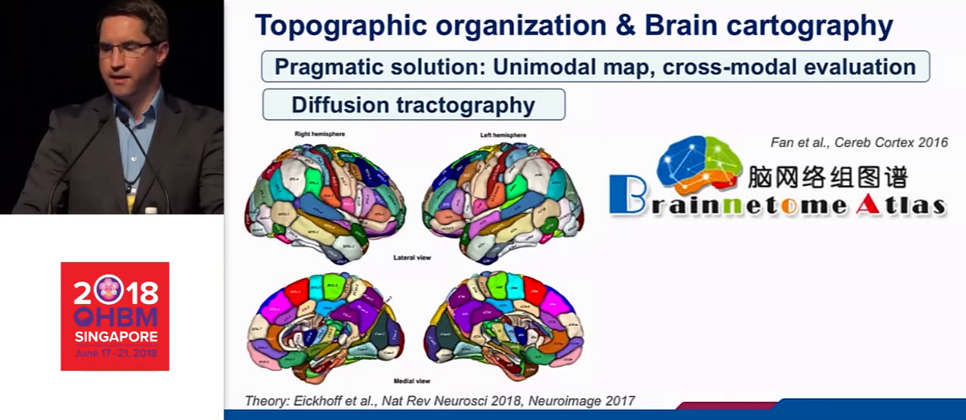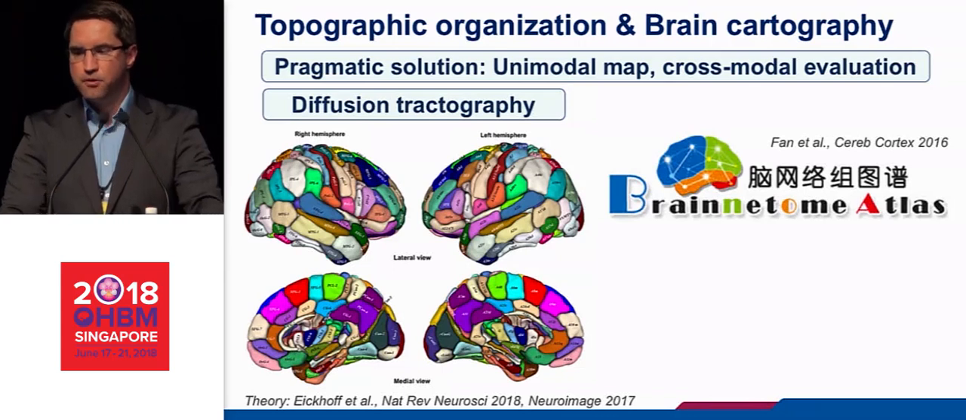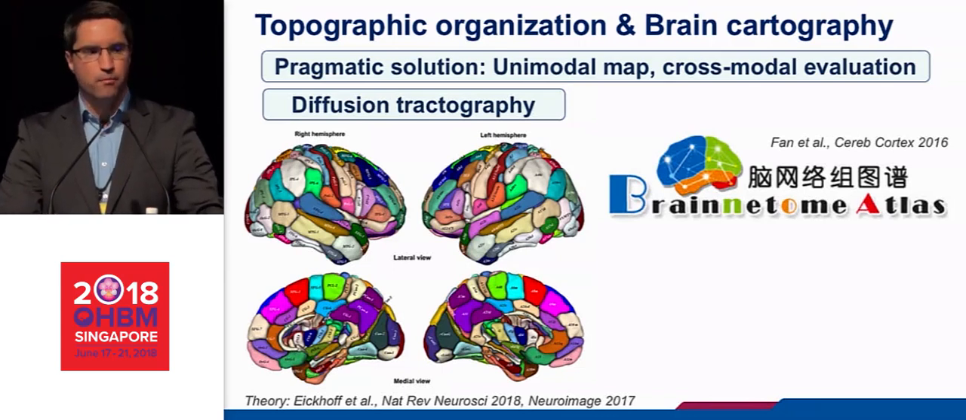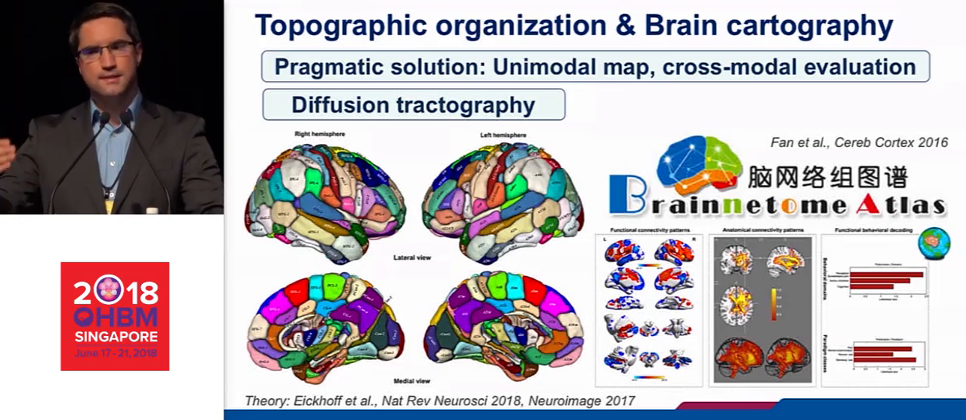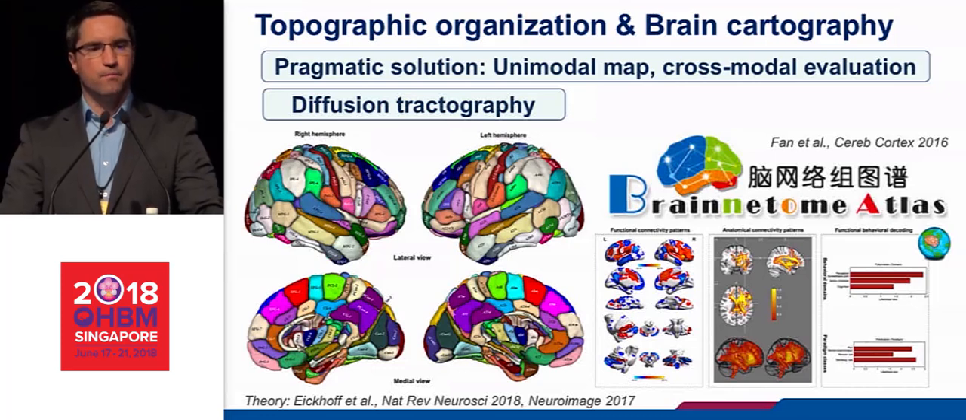Another project where we followed a similar approach is the work on the brainstem atlas led by Tianzi Jiang, which is a diffusion tractography-based parcellation. And then for each of these different areas, we also looked at their functional connectivity profiles, at their functional response characteristics, and so on. So this is a step towards that idea of having a map in one modality and applying it to a series of other modalities.